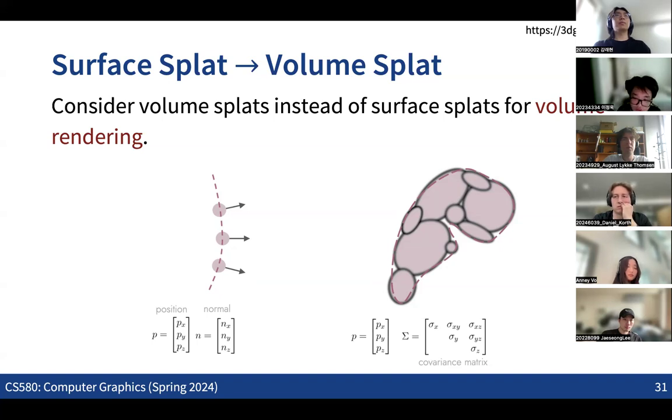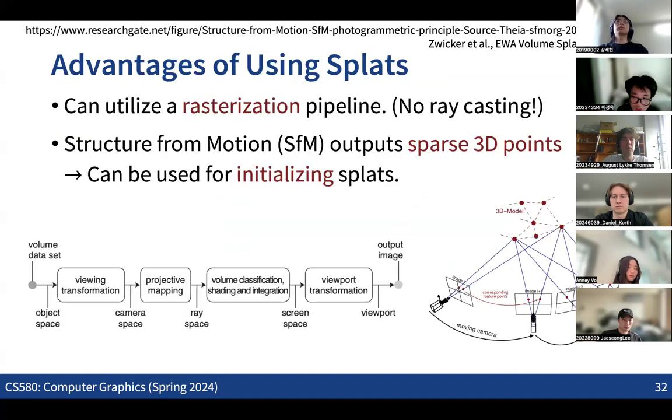There are also tons of engineering tricks for doing real-time 3D reconstruction. Whether we have a surface splat or a volume splat, utilizing splats and having a hybrid representation is good in terms of two major advantages. The first thing is that when you have explicit primitives, we can directly use the rasterization pipeline. So we don't need to shoot a ray and sample points along the ray and evaluate some implicit function to look up all these quantities.